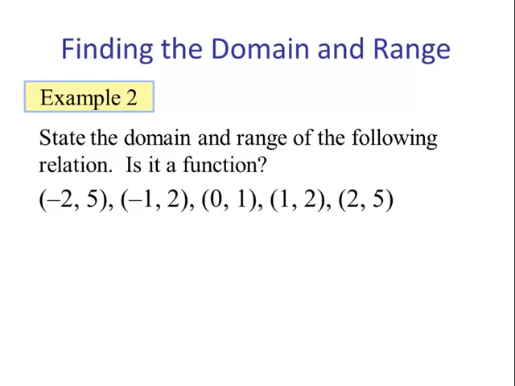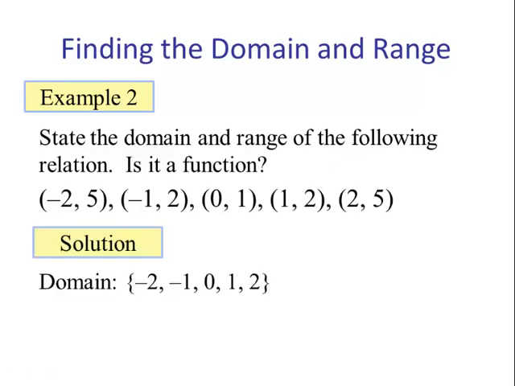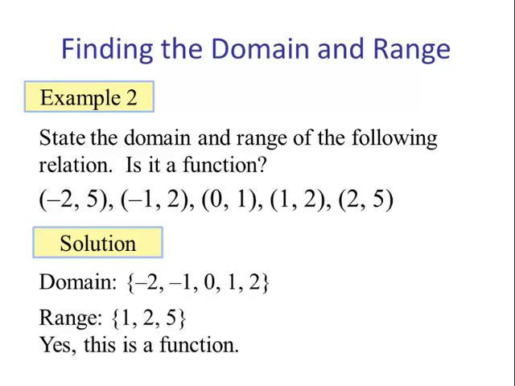Example 2. State the domain and range of the following relation. Is it a function? So the domain is -2, -1, 0, 1, and 2. The range is 1, 2, and 5. And yes, this is a function. For every x, there is one and only one y.